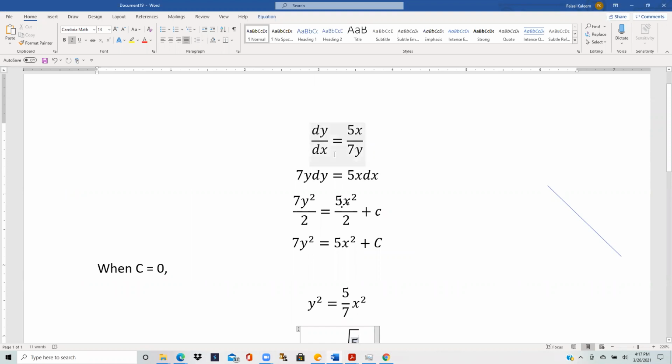7y comes on the left, dx goes on the right. So the integral of 7y is 7y squared by 2, and this is 5x squared by 2 plus c. And you multiply everything by 2, so 7y squared equals 5x squared plus 2c. And 2c is also a constant, so let's call it another name, like an uppercase C. And y squared equals 5 over 7 x squared.